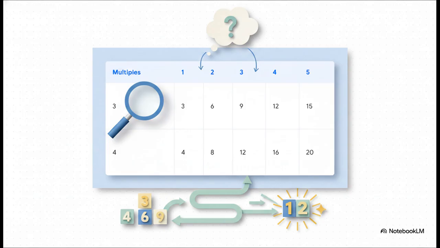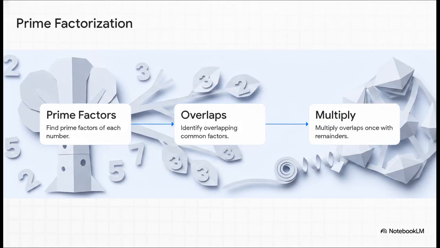Take a look at the multiples of 3 and 4. As we count up, 3, 6, 9, 12, and then 4, 8, 12, bam! 12 is the very first number that appears in both rows. It is the absolute smallest shared multiple. This method is incredibly visual and honestly great for smaller numbers. But for giant numbers? Yeah, listing out multiples would literally take all day.